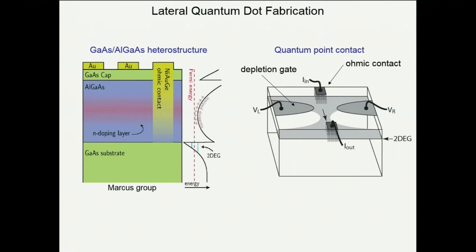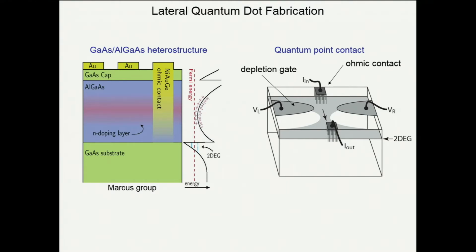Let's talk a little bit about how we actually build these in the laboratory. This is a picture from Sarah Cronenwet's thesis from the Marcus group. But basically what we're going to do in most of our experiments is make a quantum dot. We're going to trap a single electron by starting with a two-dimensional electron gas system. And this is a picture of what the heterostructure looks like.